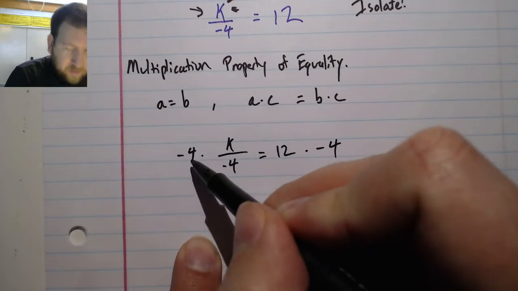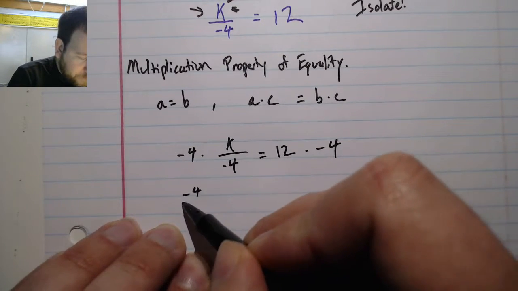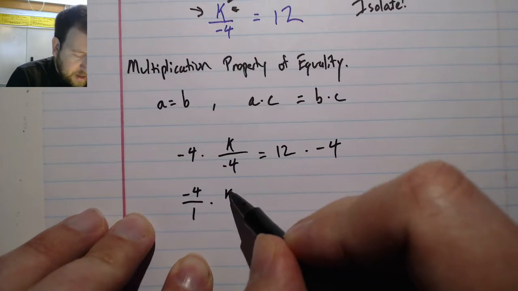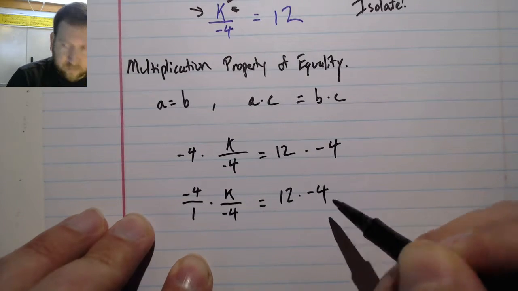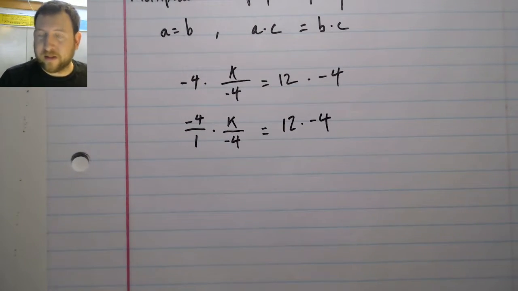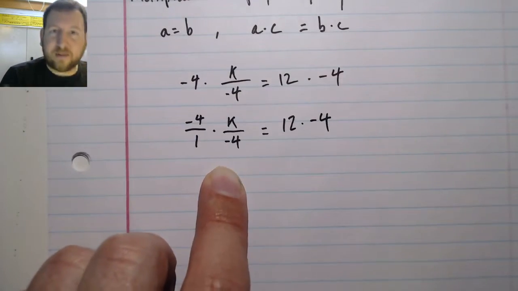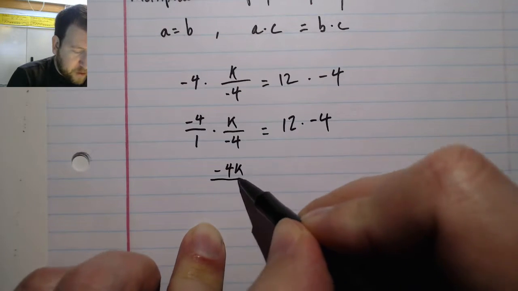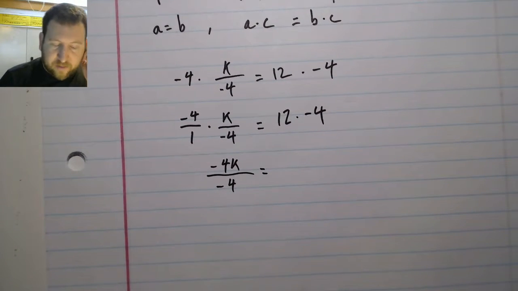So when I multiply it out in the front, I could really write this number as negative 4 over 1, because negative 4 and negative 4 over 1 are the same, times k over negative 4 equals 12 times negative 4, right? Now I'm going to break it down into all the little tiny steps, just this one time, and then we'll be able to skip them more later. Well, then I remember how to multiply fractions, and I just multiply the tops together, and I multiply the bottoms together. So I have negative 4k over negative 4 equals, and now I can simplify my 12 times negative 4.